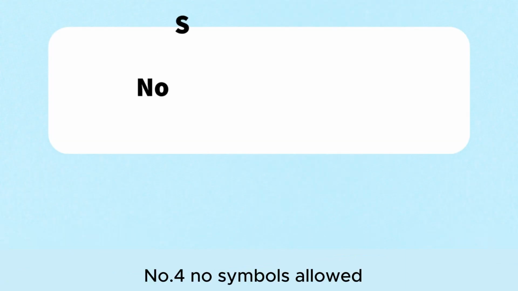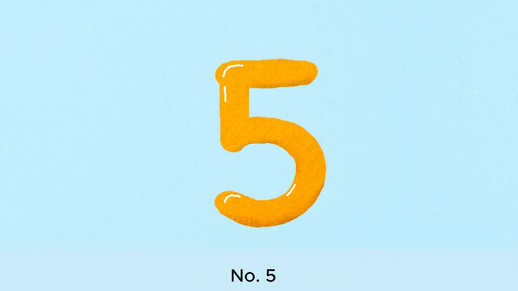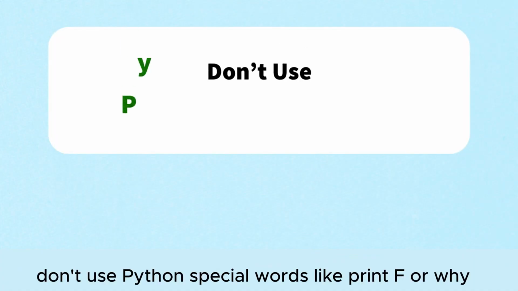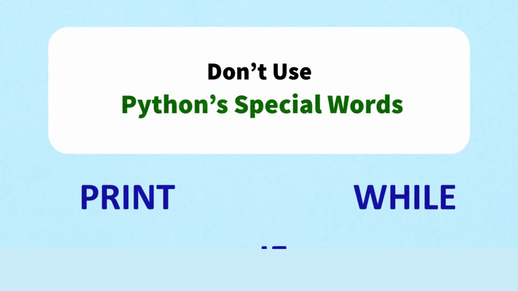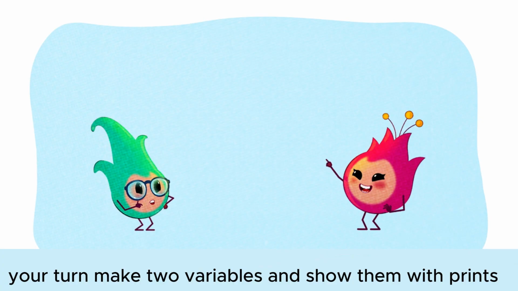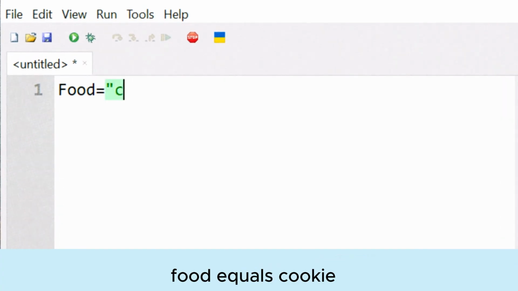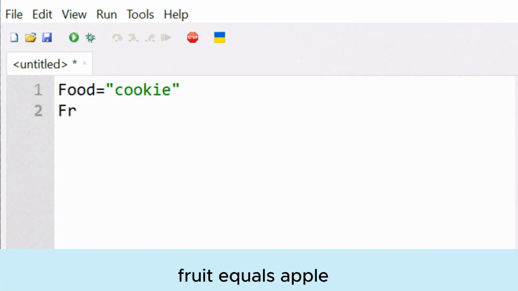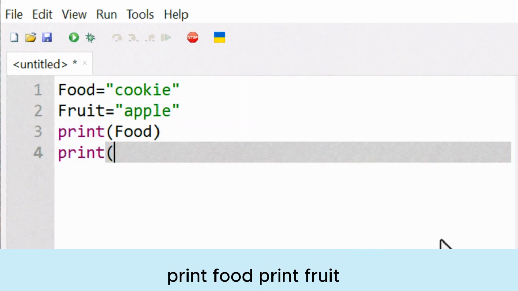Number 4. No symbols allowed. Number 5. Don't use Python special words like print, if, or what. Alright, Sari, your turn. Make 2 variables and show them with print. Got it. Food equals cookie. Fruit equals apple. Print food. Print fruit.